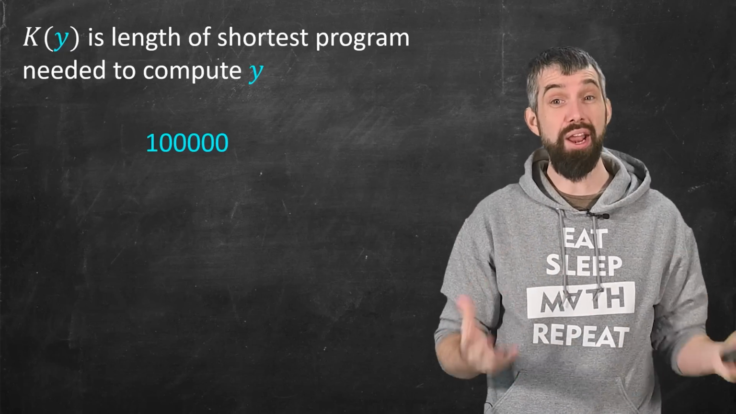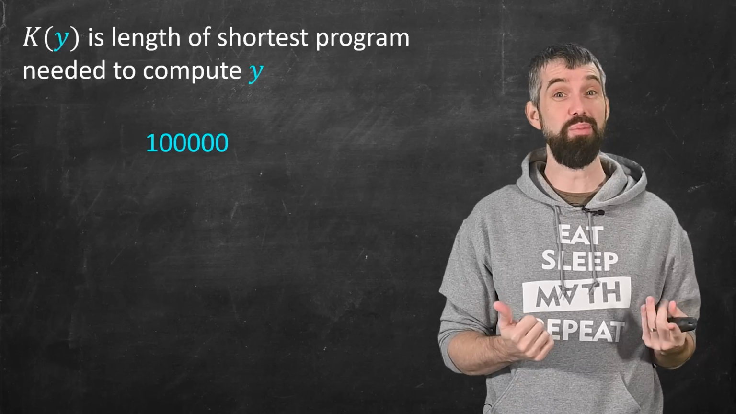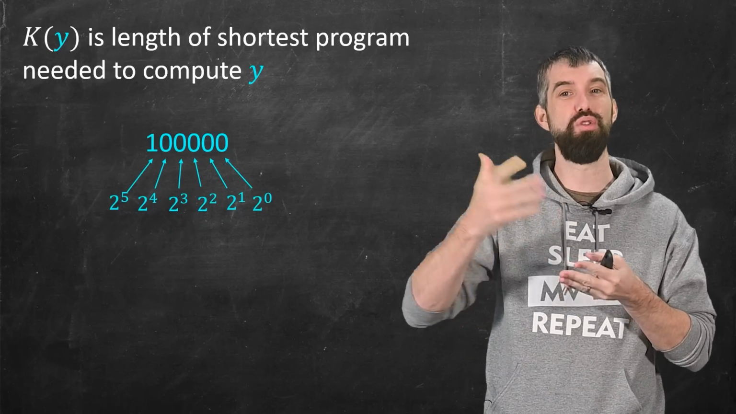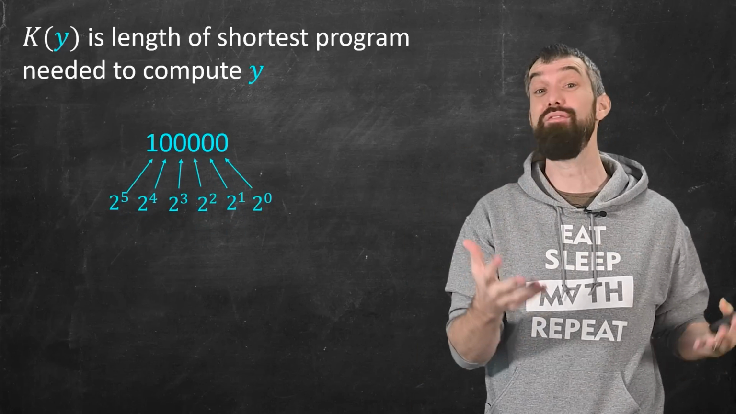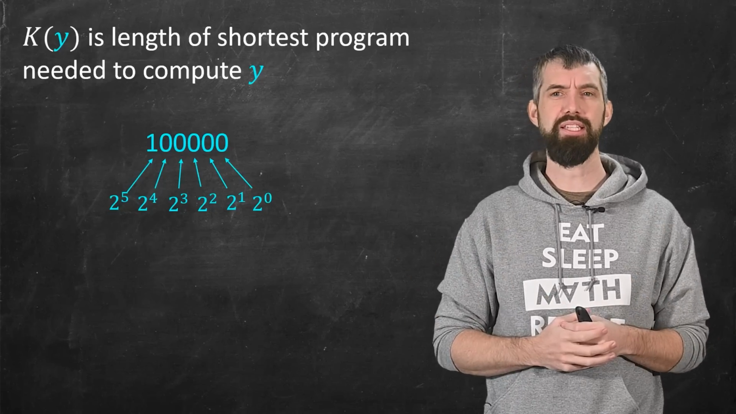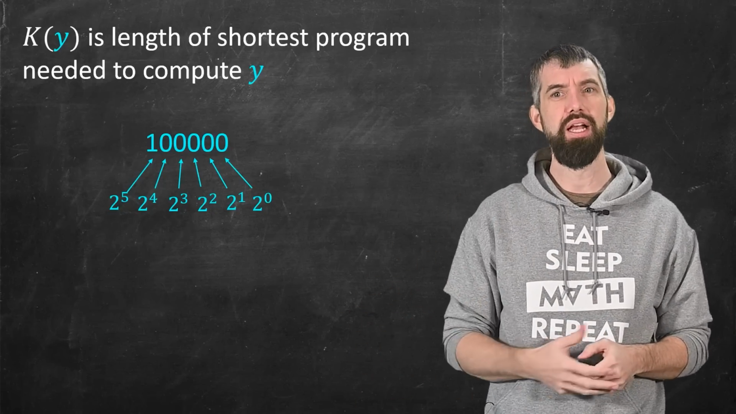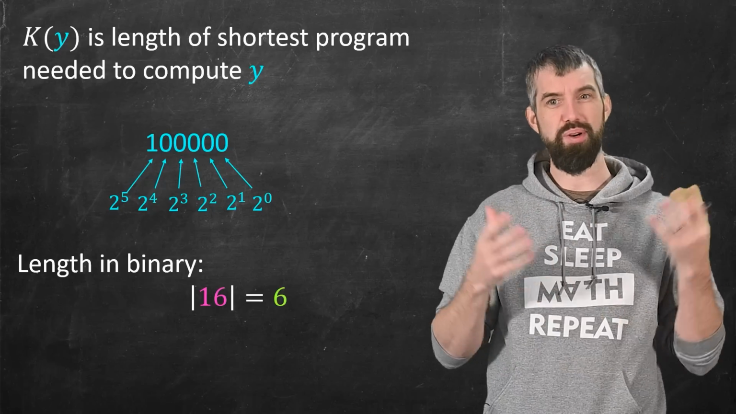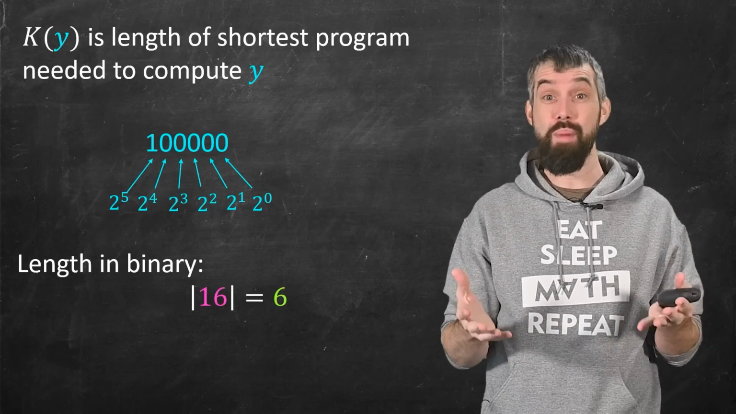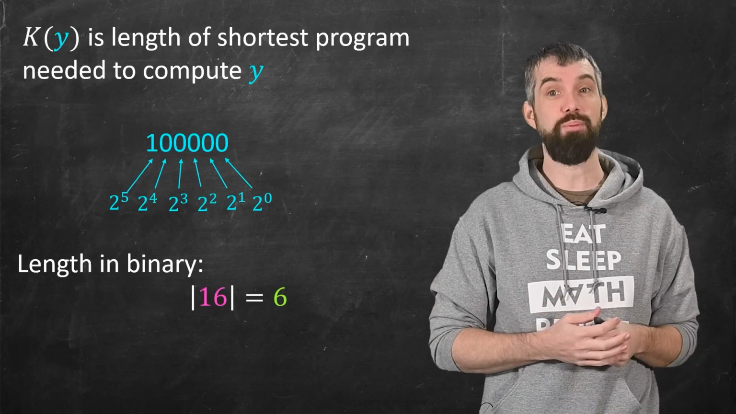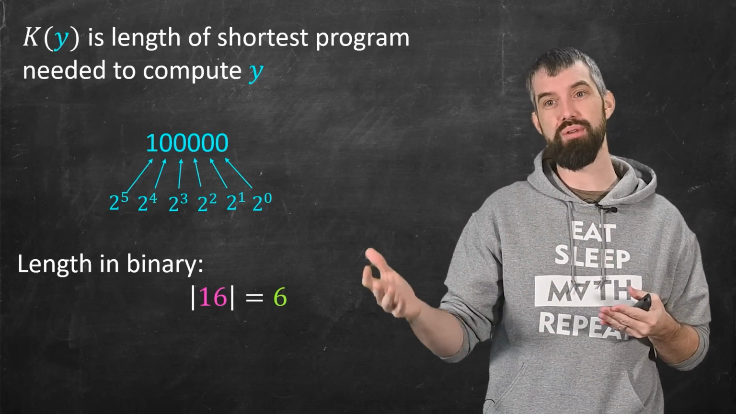We're going to be working in binary, so this is not the number 100,000. This is the number 16. Because if I look along the bits, I've got 2 to the 0, 2 to the 1, all the way to 2 to the 5, which is equal to 16. And then since I'm talking about the length of the shortest program, I need a notion of length in binary. Like the length of the number 16, how many bits do I need to encode 16? Well, I needed 6 bits, 1, 0, 0, 0, 0, 0.